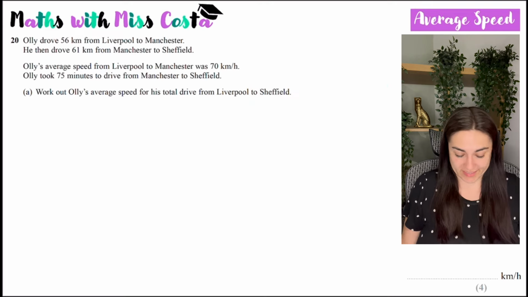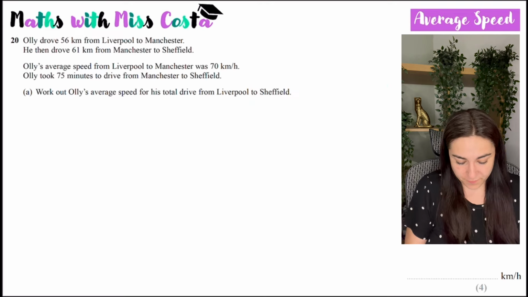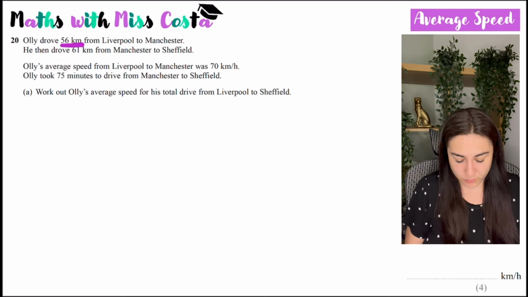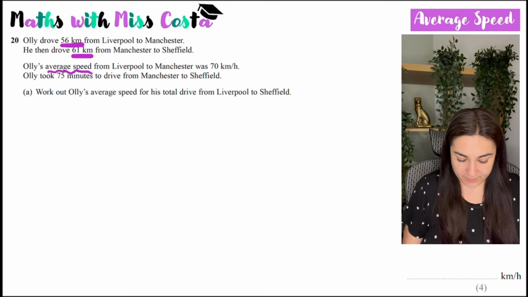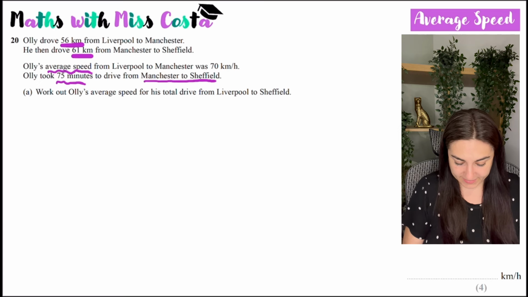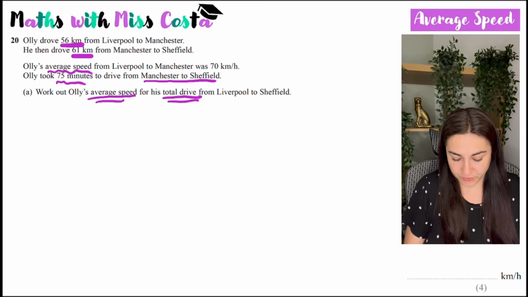Okay, next we've got a speed question. So Ollie drove 56 kilometres from Liverpool to Manchester. He then drove 61 kilometres from Manchester to Sheffield. So his average speed from Liverpool to Manchester was 70 kilometres per hour, and he took 75 minutes to drive from Manchester to Sheffield. So I need to work out his average speed for his total drive.